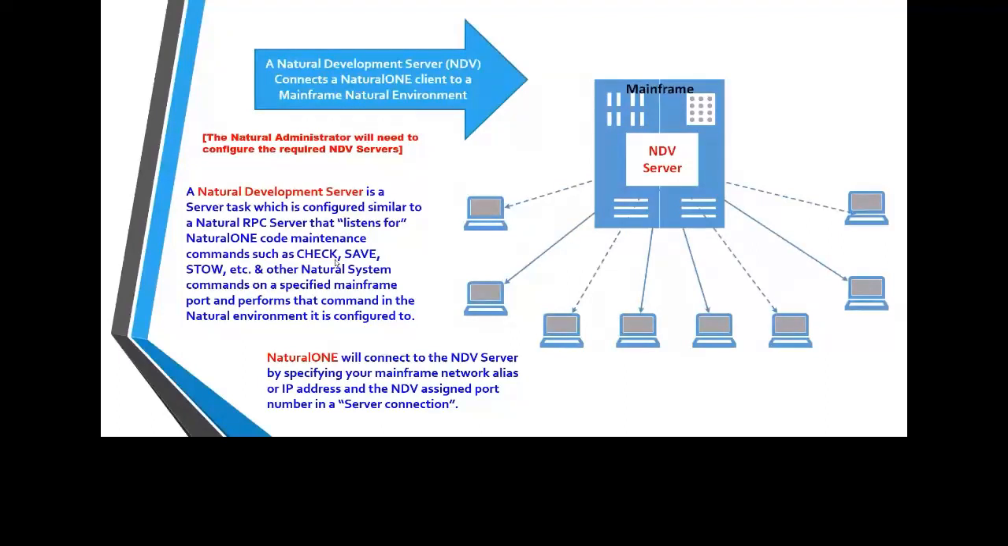Once you have your Ndv server connecting your mainframe to your NaturalONE clients, you specify your mainframe network alias or IP address and the Ndv assigned port number in a server connection. Later on, Colby's going to demo how you map these connections from your NaturalONE client to the specific Ndv server that is defined to be mapped to a certain mainframe natural environment.